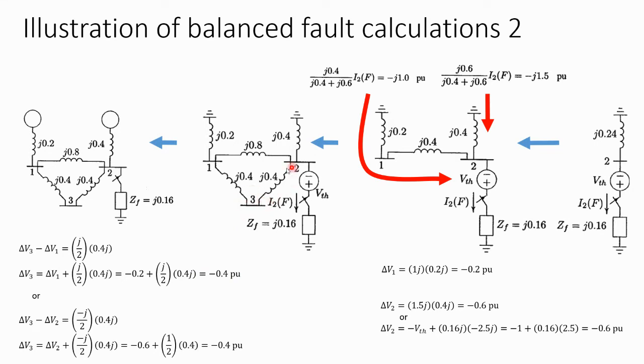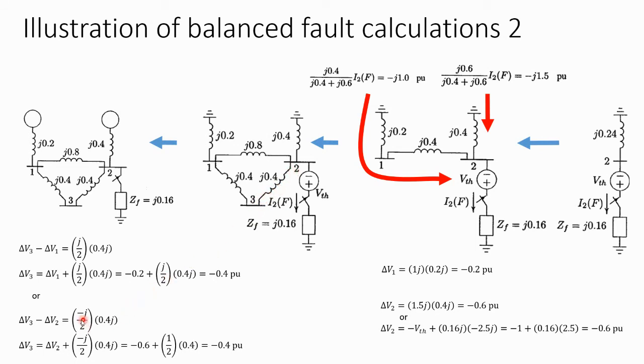Another way of determining delta V3 is by looking into this branch, and just to demonstrate, it doesn't matter which voltage drop direction I'm considering. Let's say that when determining delta V3 in this branch, I purposely define the direction of the voltage drop as in the direction of the fault current, which is from bus 3 to bus 2. Then delta V3 minus delta V2 equals the fault current flowing from bus 3 to bus 2 multiplied by 0.4j, which I don't have to flip or switch the polarity of anymore, because the voltage drop direction is in the direction of the fault current flowing, from bus 3 to bus 2.